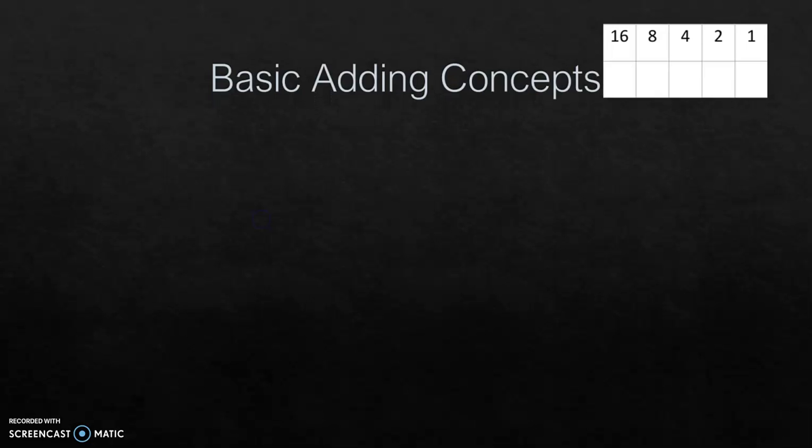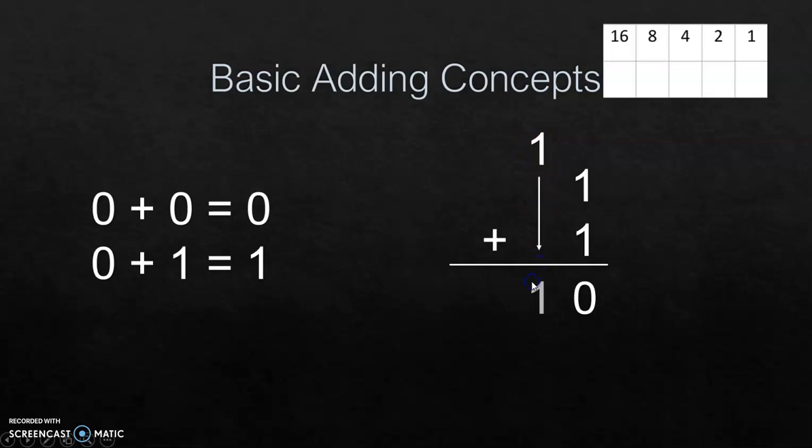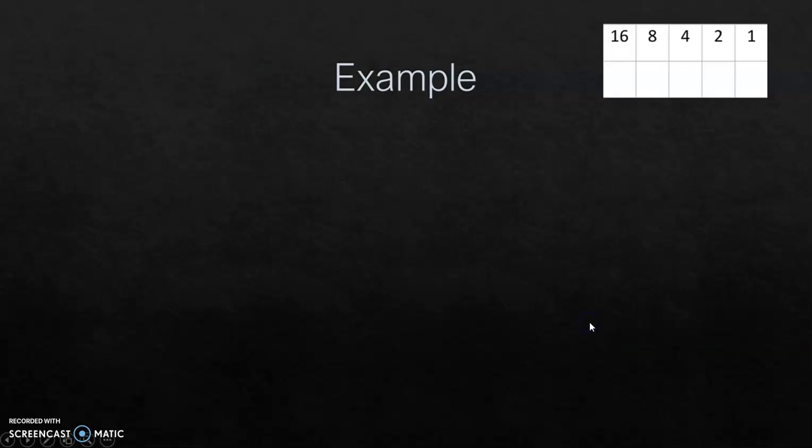To get started, we will look at some basic adding concepts. As we already know, 0 plus 0 is 0, and 0 plus 1 equals 1. Now, what if we take a look at 1 plus 1? A normal person would say that 1 plus 1 equals 2. But since we are using binary, how we solve this is by placing down a 0 and then carrying over a 1. This last digit just gets pushed down, and our answer is the binary number 1, 0, which in binary equals 2.